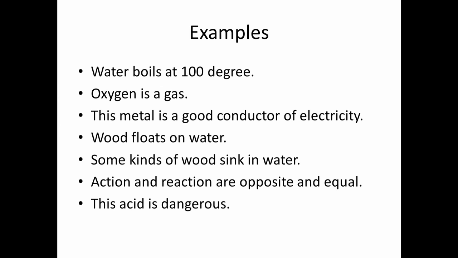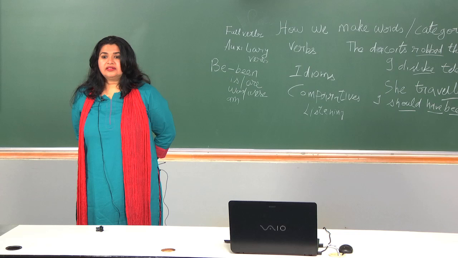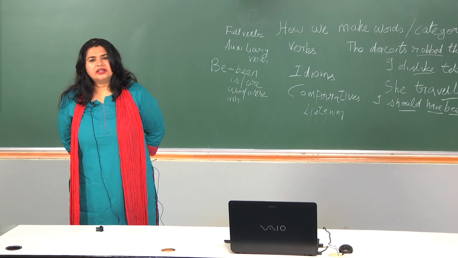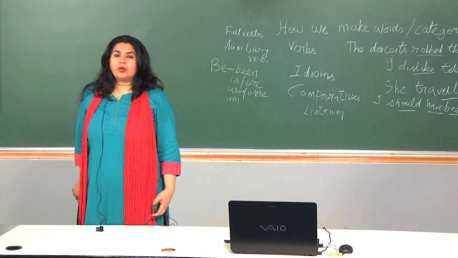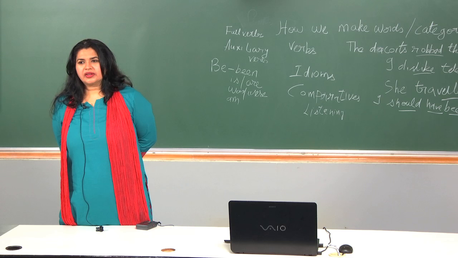This acid is dangerous, and is again is a main verb. These chemicals are dangerous. Are again becomes your main verb. So, these are the examples where auxiliaries do not need any other verb.